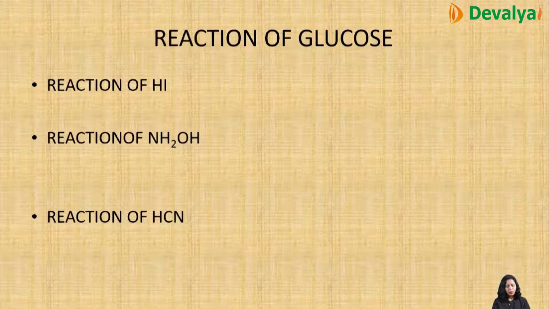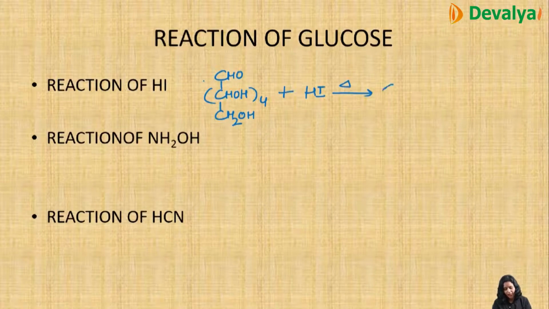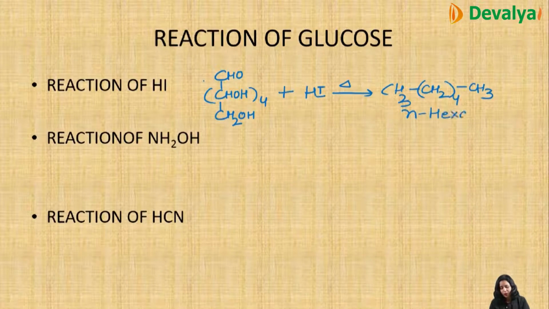First of all, the reaction with HI. If we take glucose and write it like this, CHO and the rest of the 4 carbons as (CHOH)4 and CH2OH, and we add HI and heat, it forms n-hexane, that is (CH2)4 and then CH3. So this will form n-hexane. Though iodohexane also forms, this is the main product, so we are writing this only.